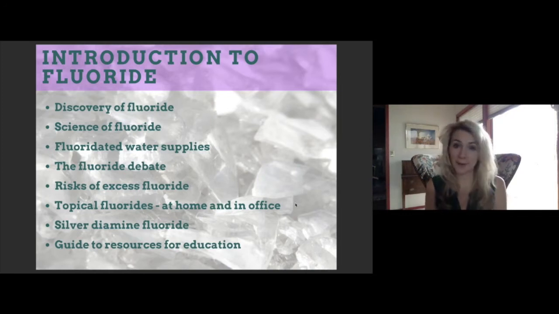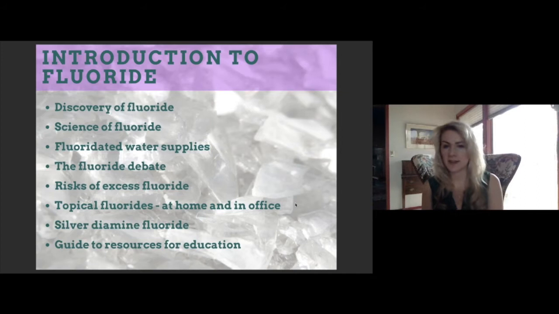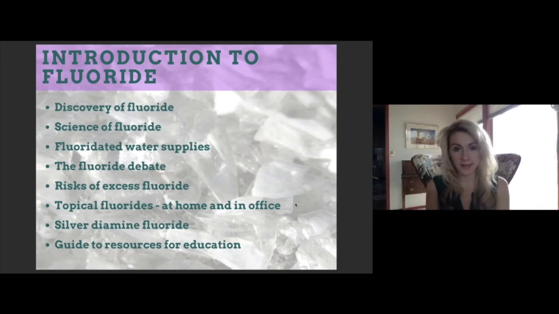the science behind fluoride, the fluoridation of public water supplies, and also the fluoride debate. We will also get into risks of excess fluoride, which can happen. In the second component of this module, part 2, we'll review topical fluorides at home and in the office, as well as the effect of systemic fluorides, which are ingested through the public water supplies. We'll also review silver diamine fluoride, and we'll go over resources for education, tools to help you educate others.